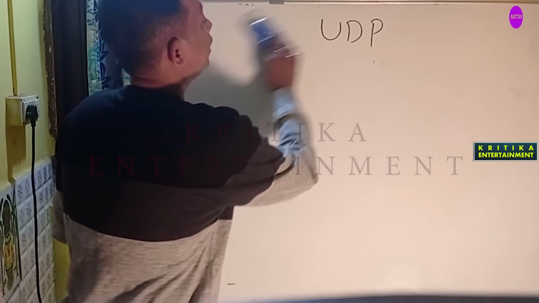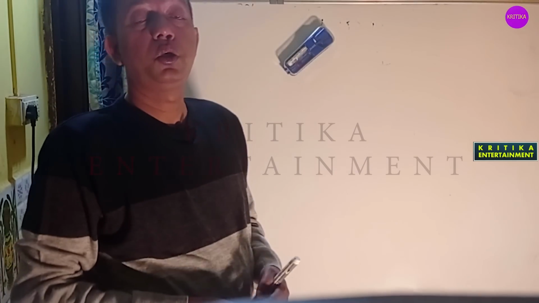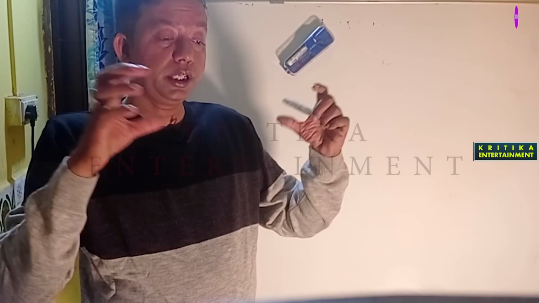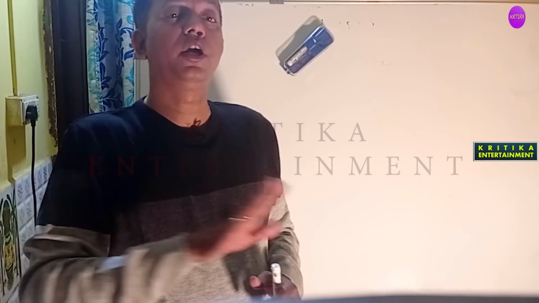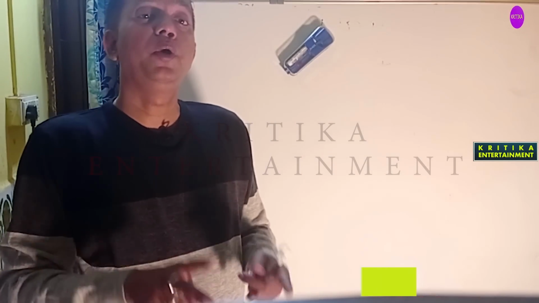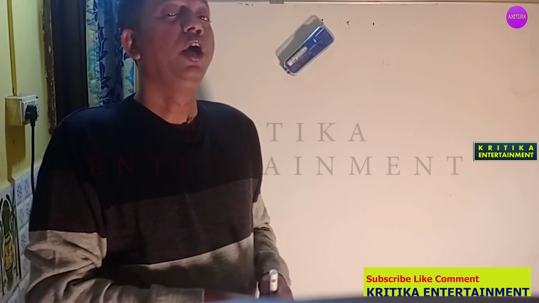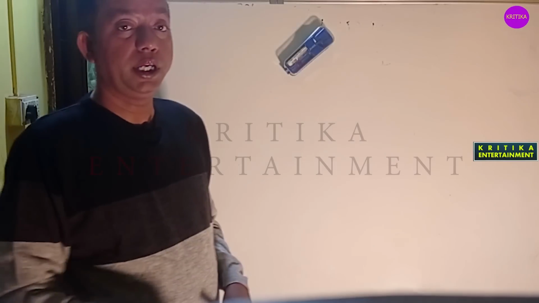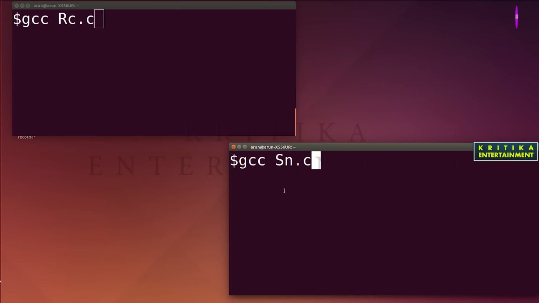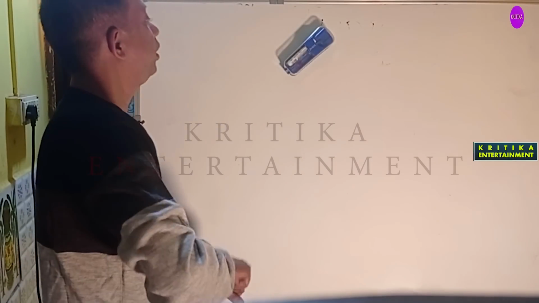So the question is, when you do a UDP program, it is a connection between two devices. Does it arise that we have to buy two machines or two systems from the market? No, not at all. In one machine we can do UDP programming. How? In the one machine you have to open two terminals. I have opened two terminals here. In your window you can see that RC stands for receiver and SN stands for sender.